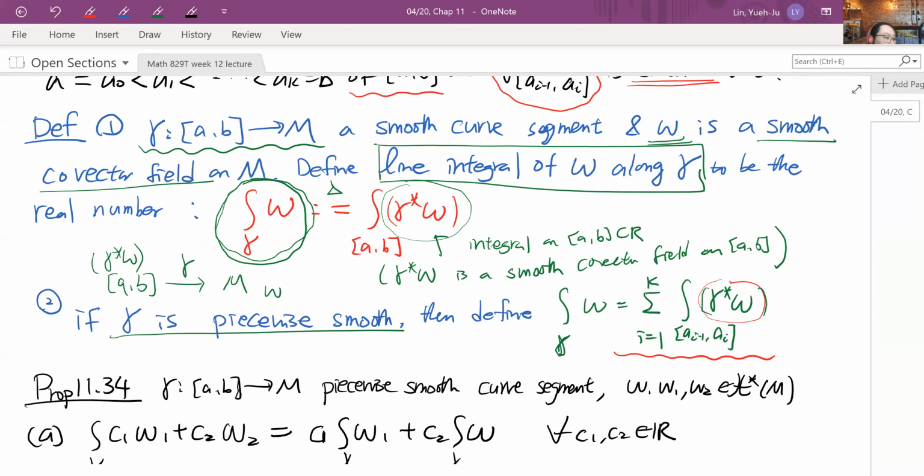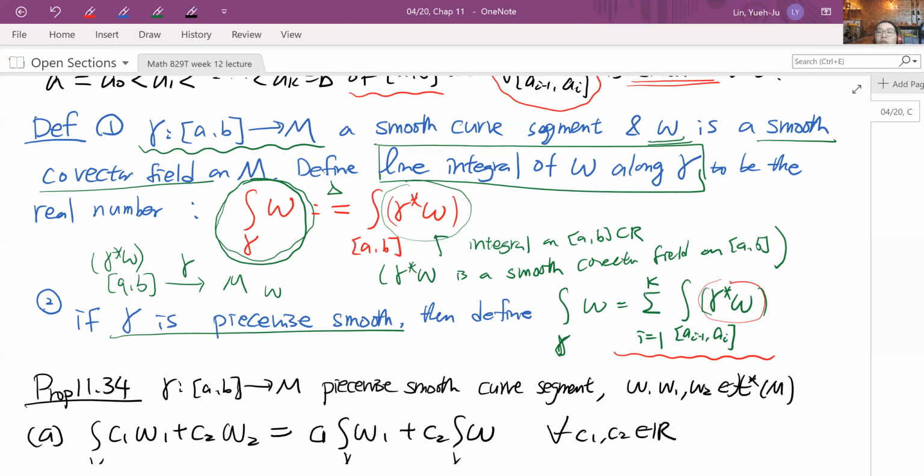Okay, so before we do some computation, there are several nice properties of the integration. As you can see, the definition of the integral of omega really relies on how you do the pullback, right?